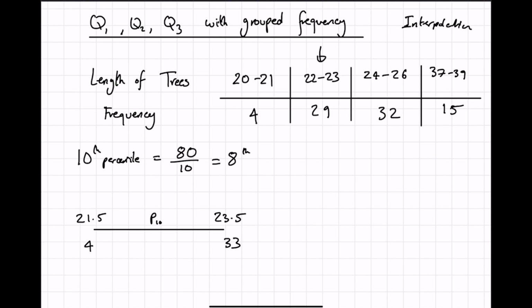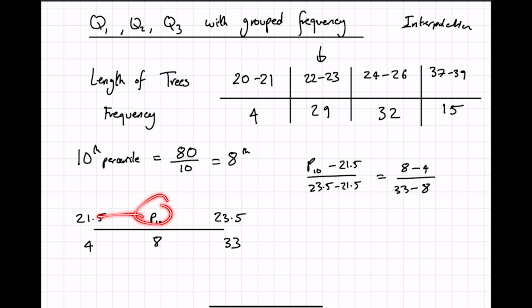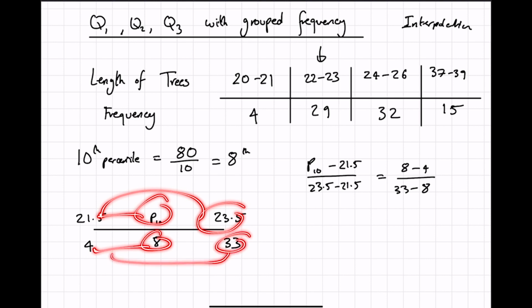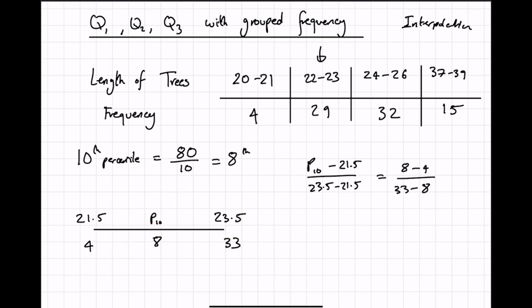And also we know our value, which we're looking for in the 10th percentile, is number 8. So now following the same equation we did before, we'd say P10 minus 21.5 over 23.5 minus 21.5 should equal 8 minus 4 over 33 minus 8. So same thing as before, P10 minus that, 23.1 minus that, 8 minus 4, 33 minus that, and that pretty much is all you need to do, and that will give you the answer.